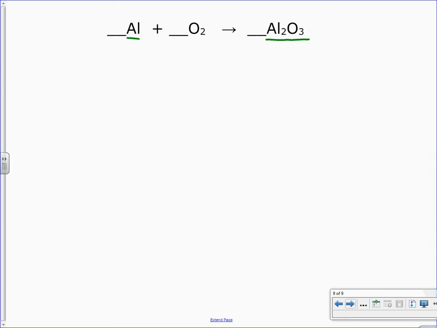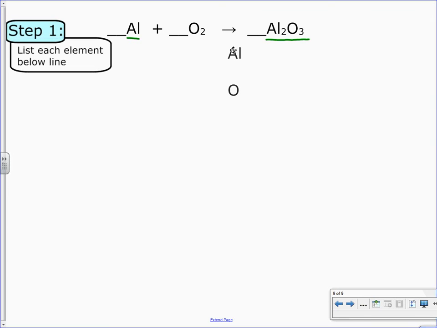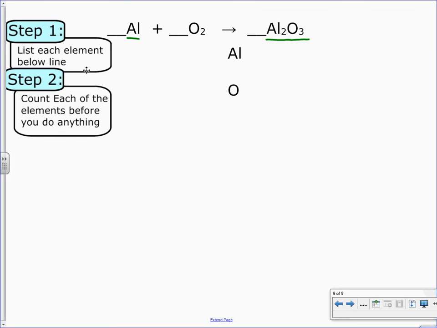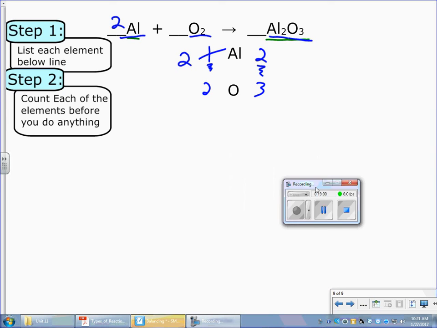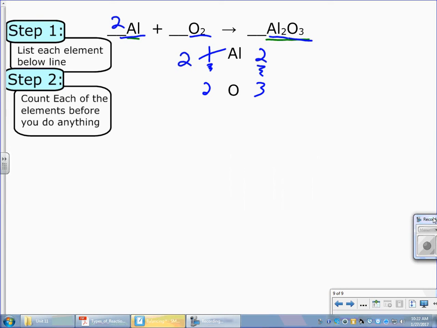So remember, your first step here would be step 1. You're going to list each element below the line. We have the aluminum, we have the oxide, and then step 2, you're going to count each of the elements before you do anything. So we have 1 aluminum, so 1 aluminum, and we have here, so let's add our 2. And we look at this now, the aluminums are balanced, but the oxygens are still unbalanced.